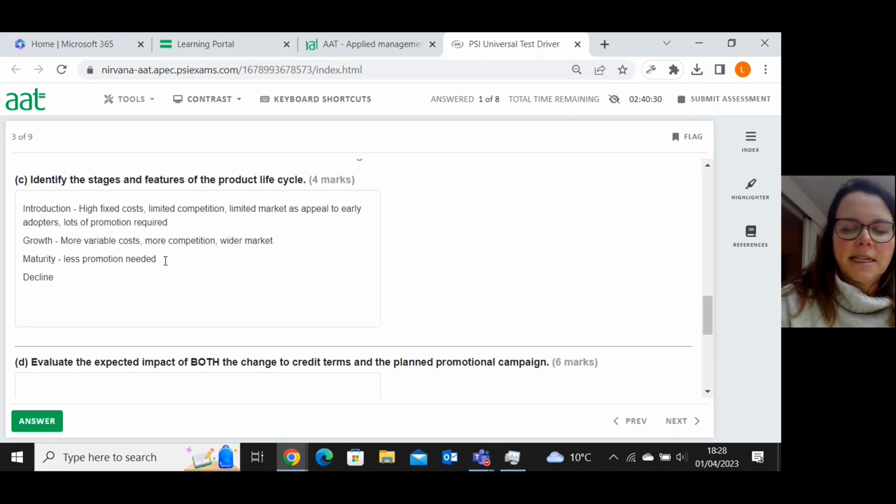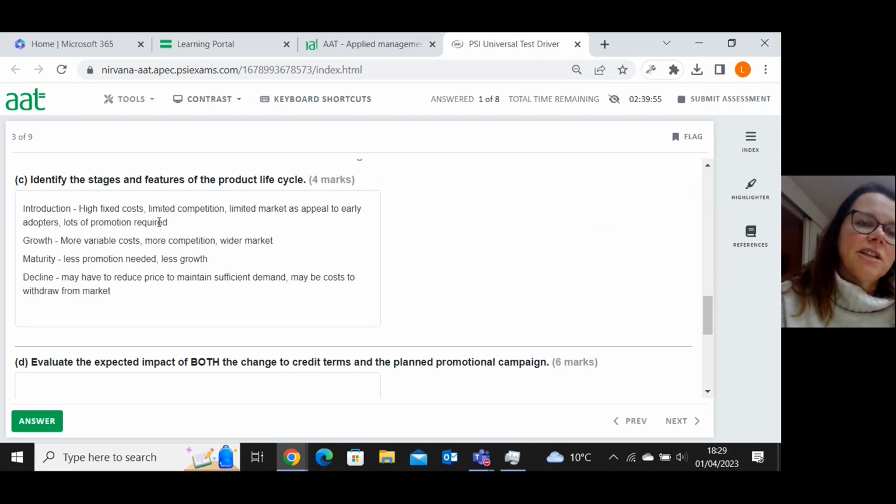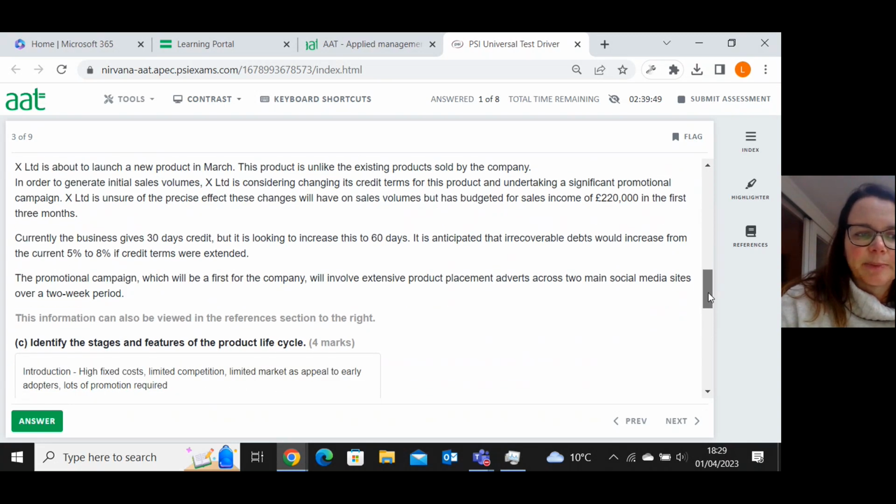Right, so less promotion needed, less growth. Decline: just to say there is a decline, may have to reduce price to maintain sufficient demand, maybe costs to withdraw from market. So not really applied there. It's just asking, identify the stages and features of the product life cycle. So actually nothing to do with what we just discussed for X Limited.